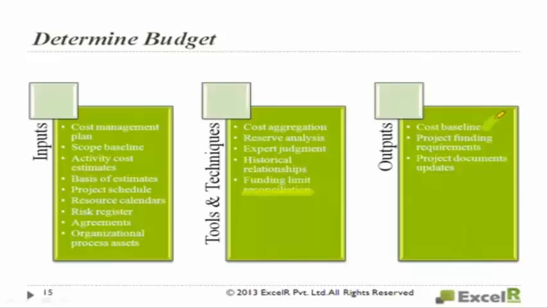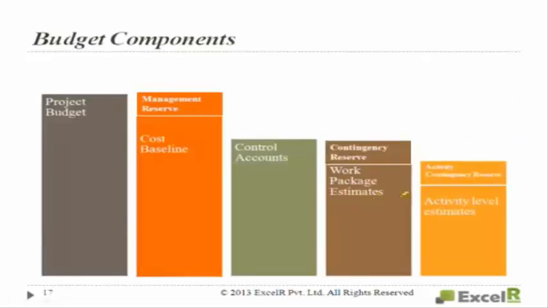And the output: cost baseline, very, very important, cost baseline. Try to understand this diagram. This is the budget. I told you, if you add management reserve to the cost baseline, that will become the budget. What did I say about any baseline? You will use it in the future to do a comparison. You take a baseline, and against it every time you check whether you are going the way it should be or not. That is called a baseline.